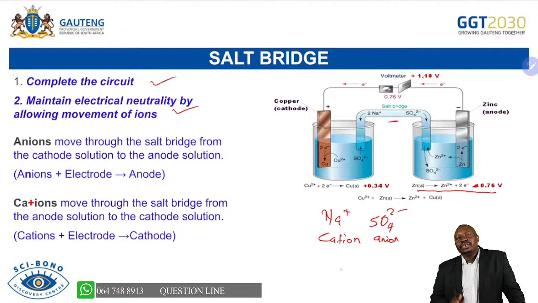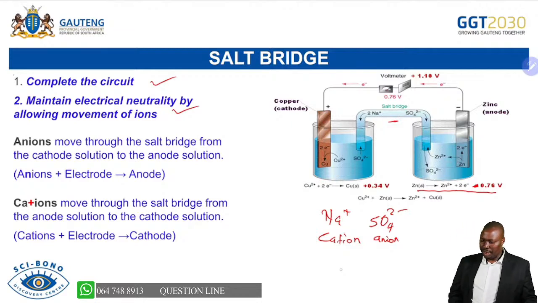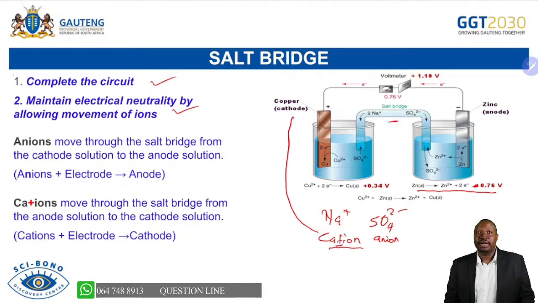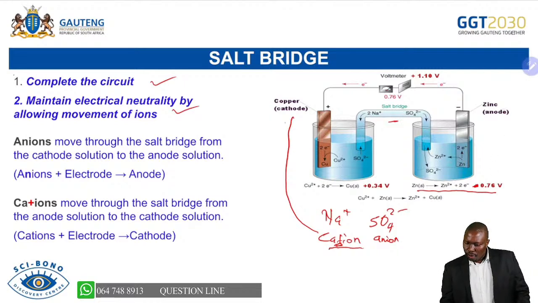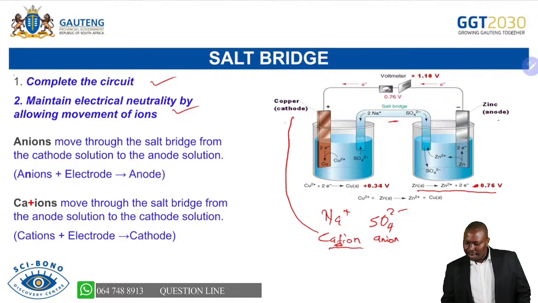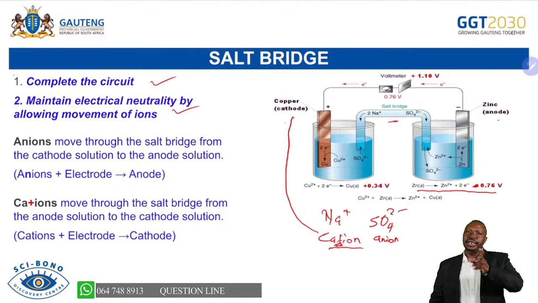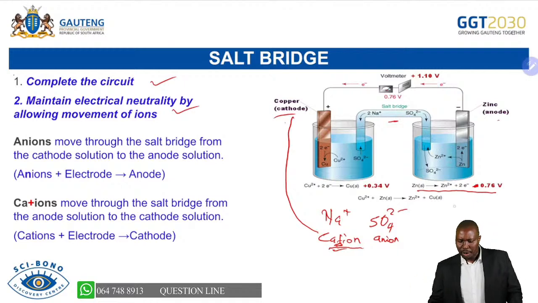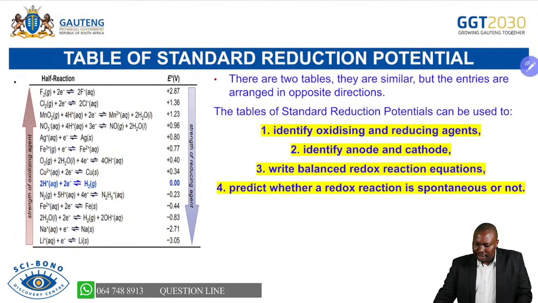Now, I don't want you to forget this, if you can hear me well. We're saying the cation will go to the cathode. Remember, cation is a positive ion, as we said when we started our lesson. The positive ion will go to the cathode. The negative ion will go to the anode. So please remember that at all times. If you know your salt, you will always know how to maintain neutrality, because the cation will go to the cathode, the anion will go to the anode. I hope that helps you as and when you answer these types of questions.